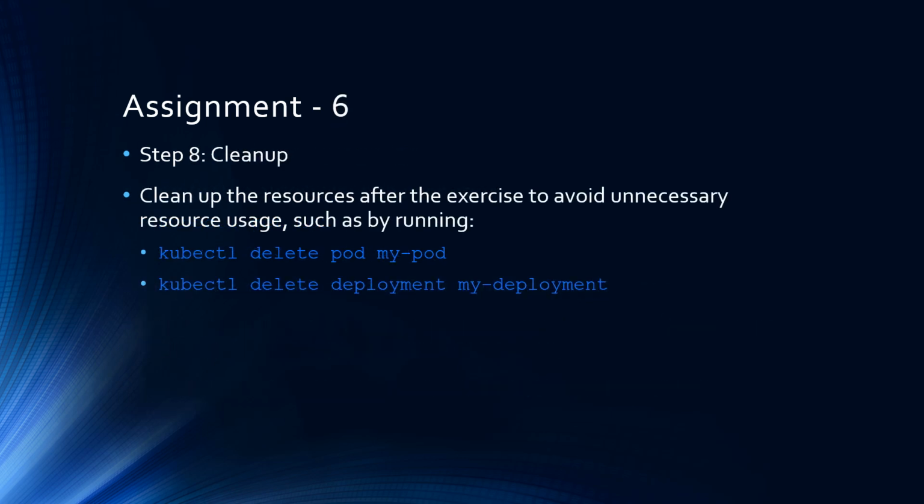Assignment 6 focuses on proper cleanup of Kubernetes resources. While this might seem like a simple task, proper resource cleanup is crucial in both development and production environments. The kubectl delete commands we're using will remove the resources we created during our exercises. However, there are some important considerations to keep in mind. 1. Order of deletion. While Kubernetes handles dependent resources, it's generally good practice to delete resources in the reverse order of their creation. This helps avoid potential issues with resources that depend on each other.